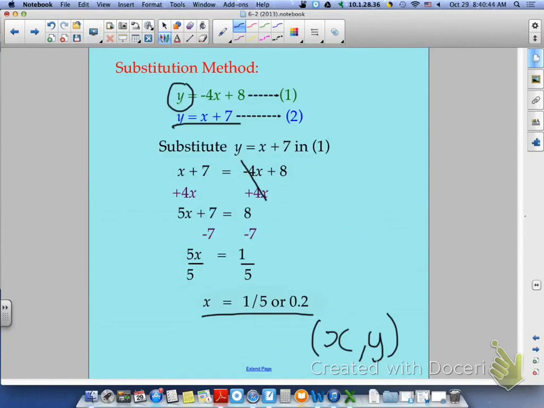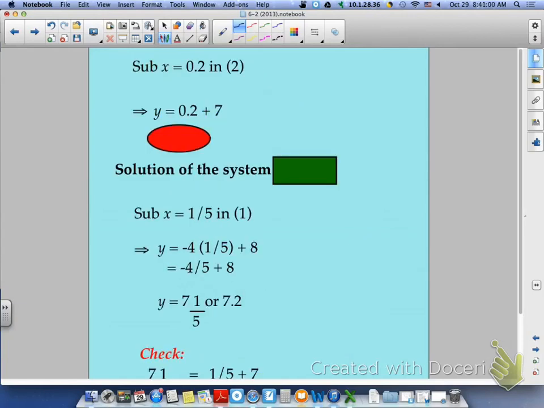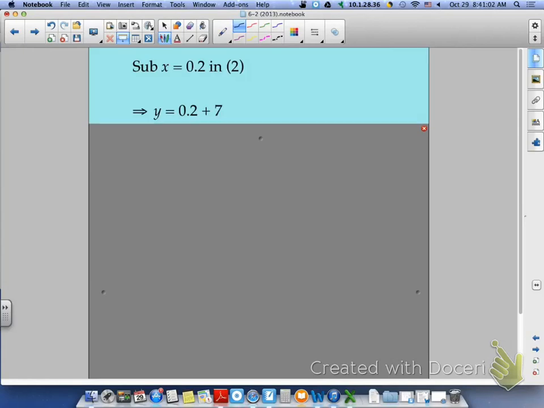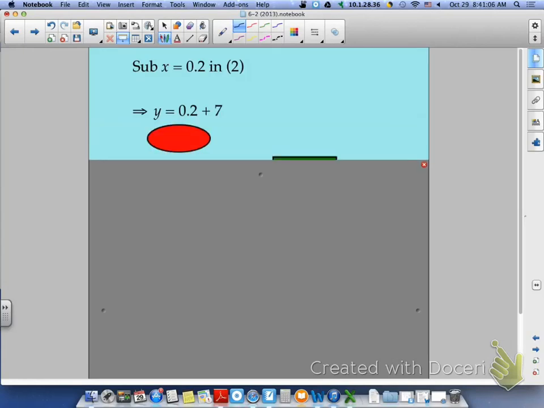So what do I do? Other way around. Take this value, plug this in one of the equations. Which equation did I use? The second one. Yeah, use the second one. Use the simplest one. Okay? So let's take this and plug this in here, and we have 0.2 plus 7, which is 7.2.